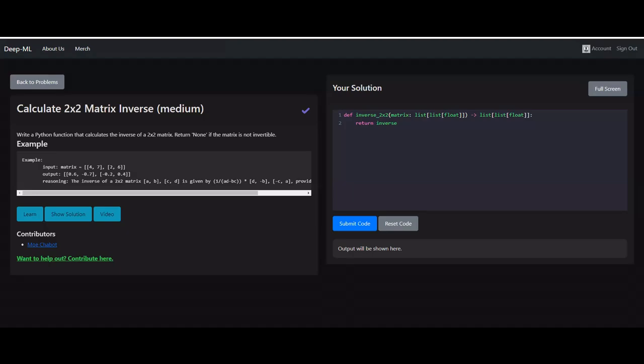Hello, everyone. Today we're going to tackle problem number 8, which is calculate the inverse of a 2 by 2 matrix. We're going to get as an input a list of lists, which represents a matrix in Python, and then as an output, we're going to return the inverse of this matrix.